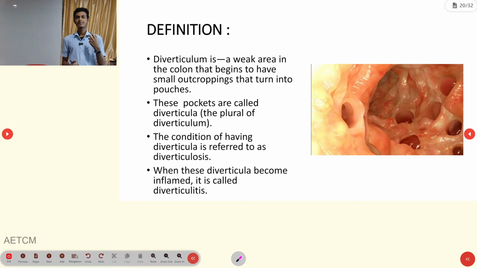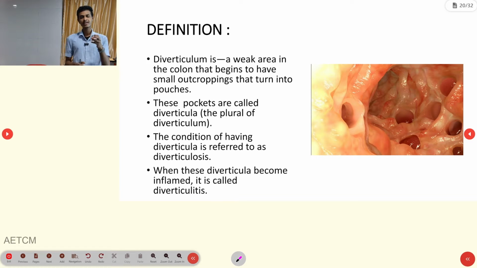So, what is meant by diverticulitis? It is an easy term. Again, itis means inflammation. So the inflammation of the diverticulum is called diverticulitis. Then our next question is, what is meant by diverticulum? A diverticulum is a small bulge or small mass that is present in the intestine, majorly in the large intestine.